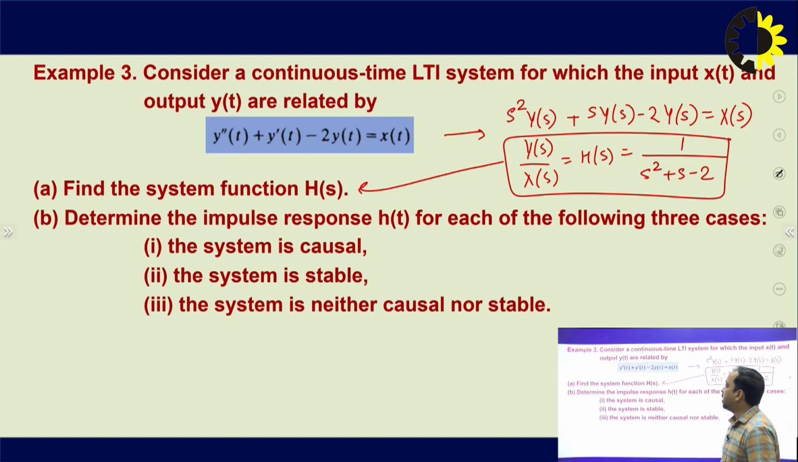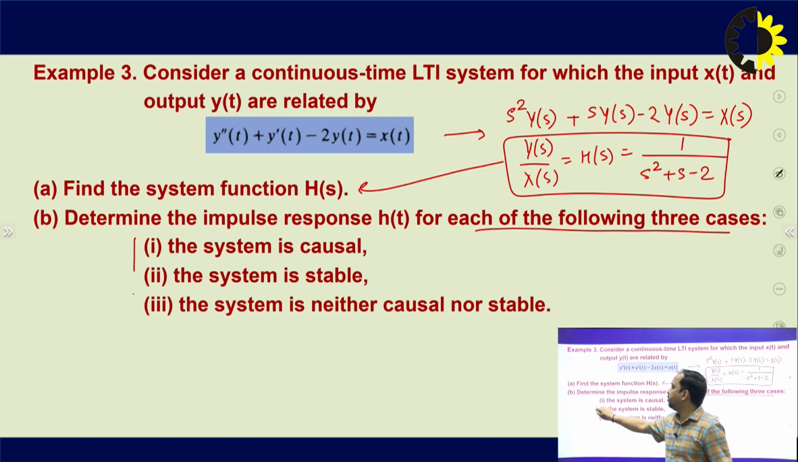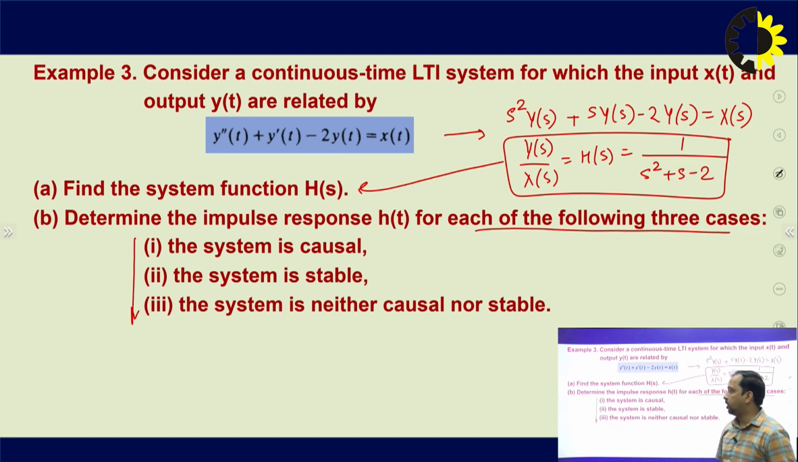Next is to determine the impulse response h(t) for each of the following three cases. What cases do we have? First, the system is causal. Second, the system is stable. Third, the system is neither causal nor stable. So how can we start with this? We can start by plotting the location of poles.